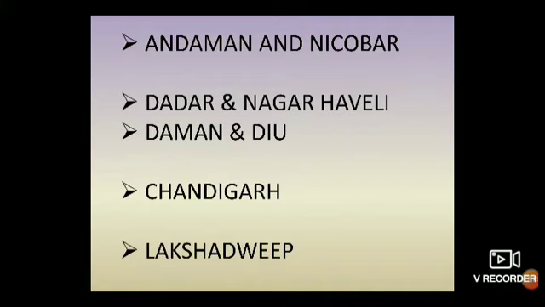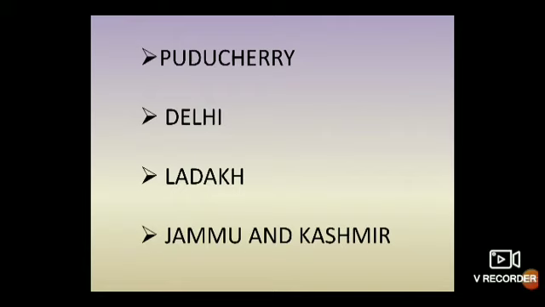So here in the slide you can see the union territories. Let me start. You also just repeat it after me. Andaman and Nicobar, Dadar and Nagar Haveli, Daman and Diu, Chandigarh, Lakshadweep, Puducherry, Delhi, Ladakh and Jammu and Kashmir. Okay, so these are the 9 union territories that belong to India.